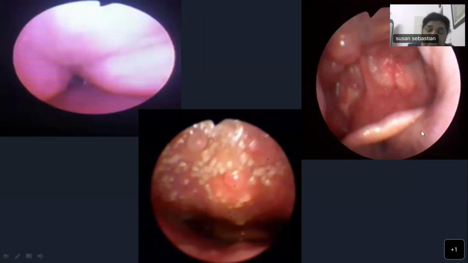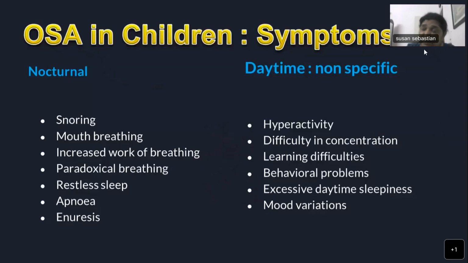So it can have any combination of this, and your surgical treatment is very much dependent on the findings that you get on drug-induced sleep endoscopy. DISE actually gives you a roadmap for surgery as to what all you should do during the surgery. So these are the investigations that we generally do in adult patients.